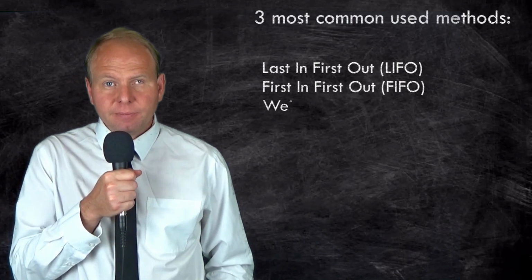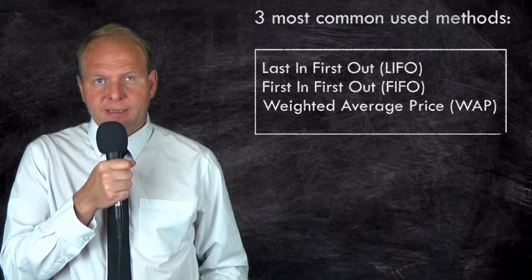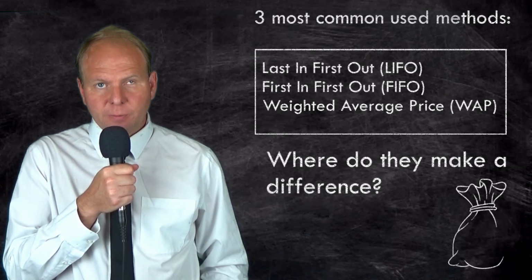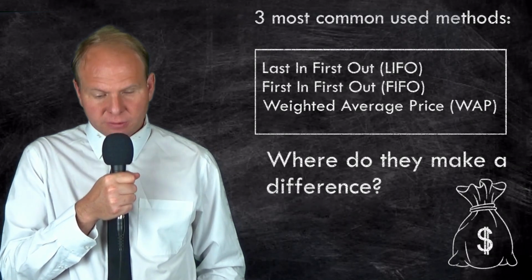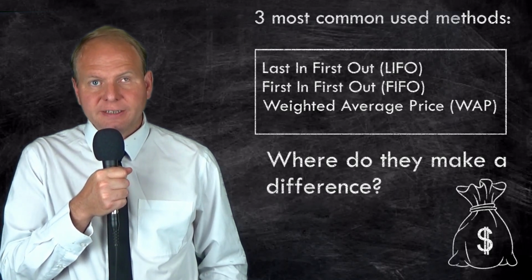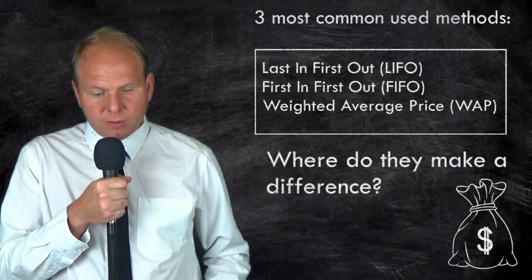So there are three basic exit valuations you could use when selling assets, taking them out of your portfolio. So you will evaluate them at last in, first out, first in, first out, and weighted average cost. So the WAP.